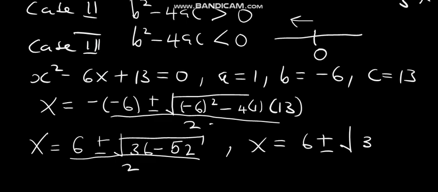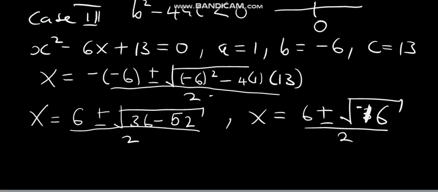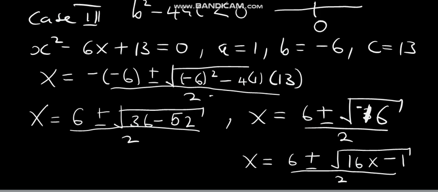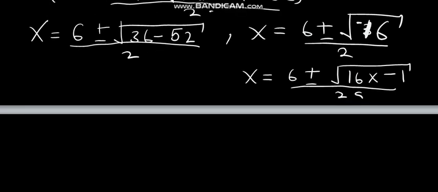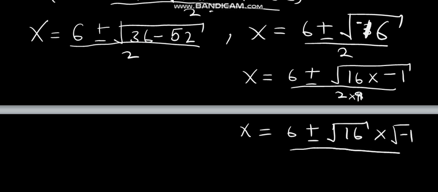So now x will be 6 plus or minus the root of 36 minus 52. What is 36 minus 52? Yes, negative 16, all over 2. So x is equal to 6 plus or minus the root of 16 times negative 1, over 2. That is 6 plus or minus the root of 16 times the root of negative 1, over 2.